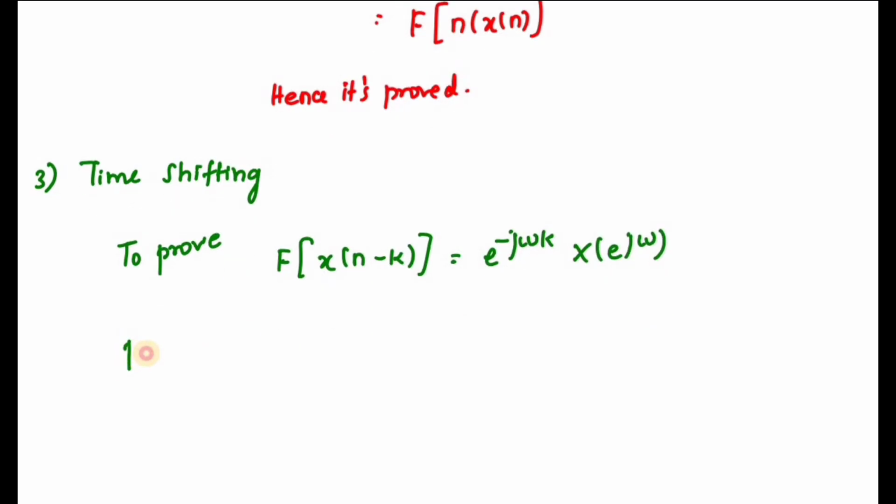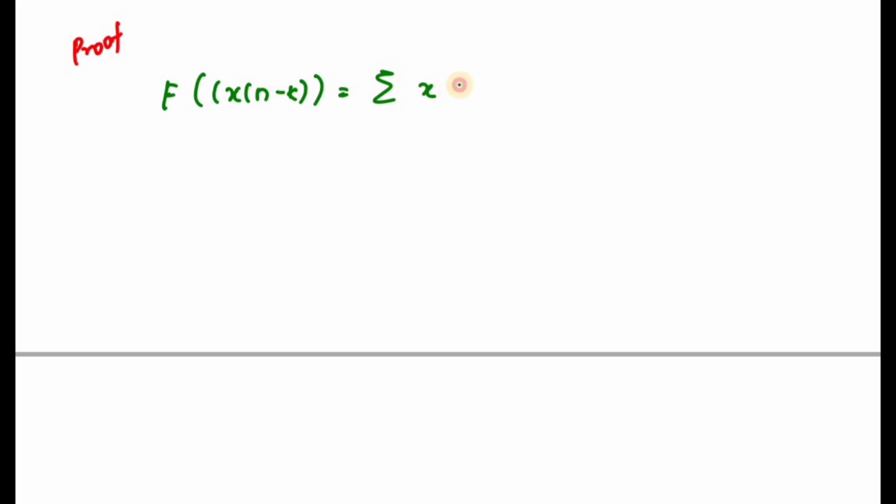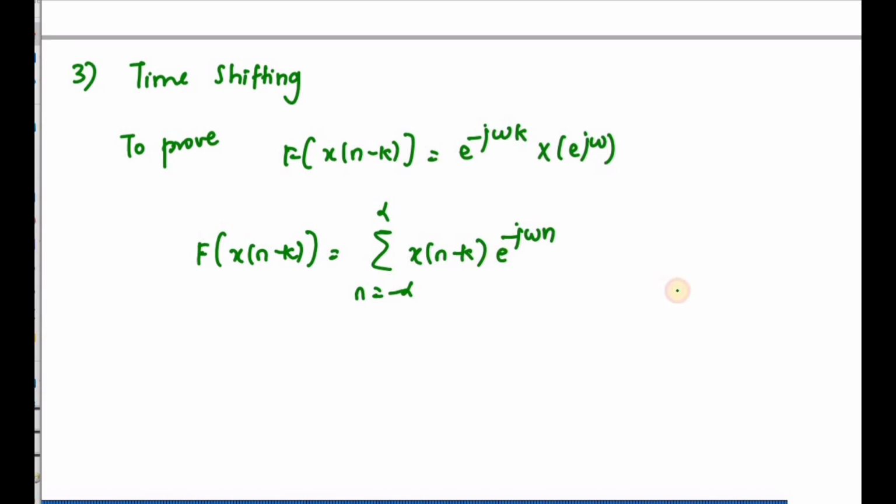So the proof is: the Fourier transform of x of n minus k is equal to the summation of x of n minus k times e power minus j omega n, where n ranges from minus infinity to infinity. So I am going to substitute u equal to n minus k, and therefore n is equal to u plus k. If n is minus infinity, u is minus infinity; if n is infinity, u is infinity.